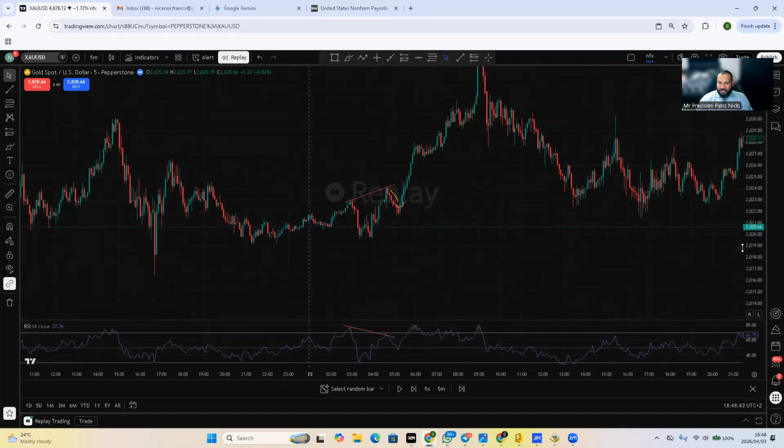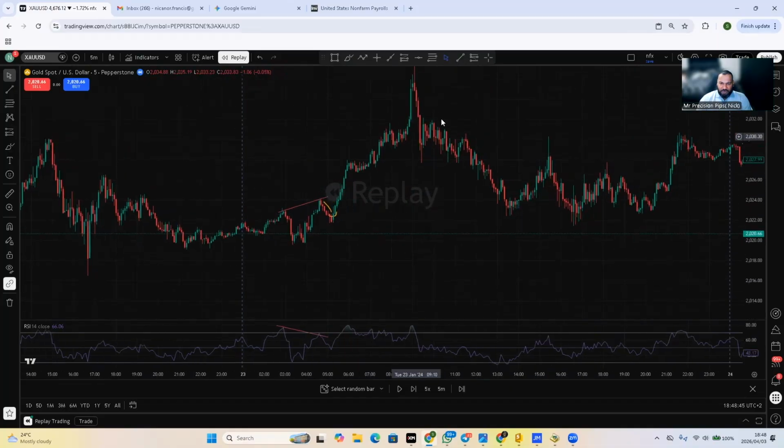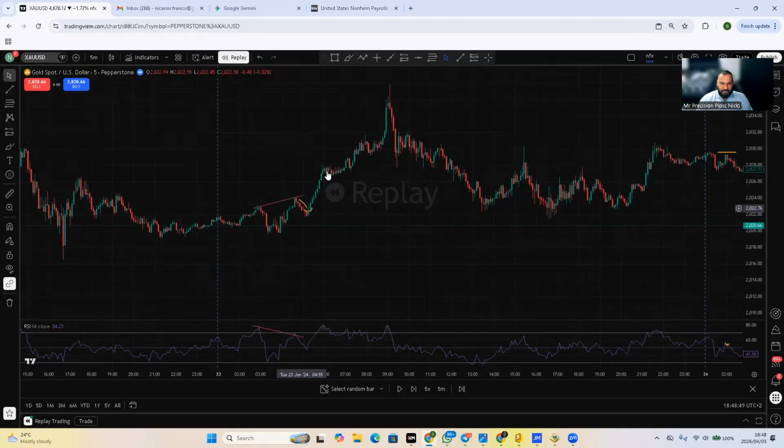As a matter of fact, that divergence would have actually set up this bigger sell here if you were patient. Because you can see here as well, there is an even bigger divergence happening there.